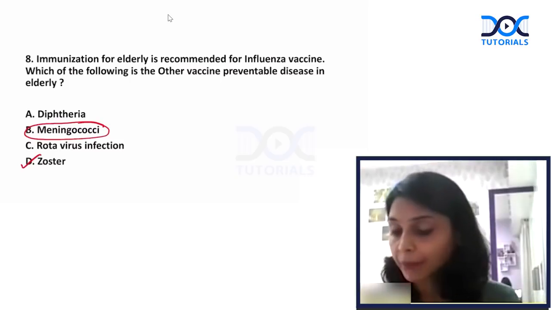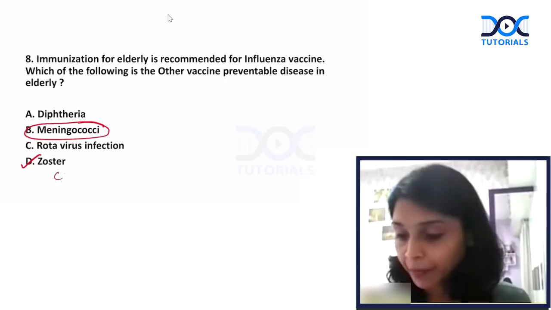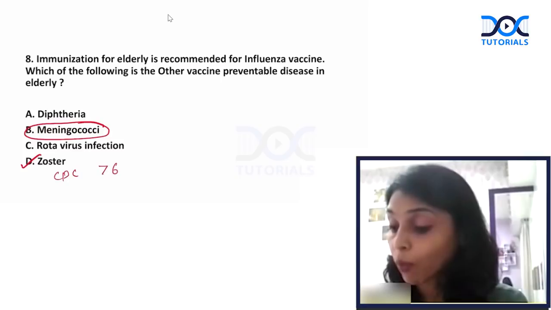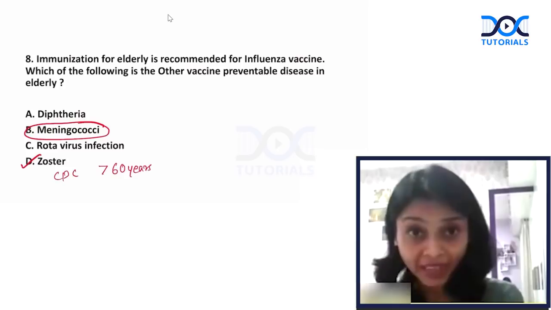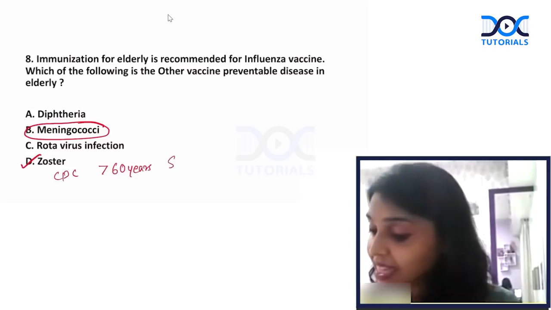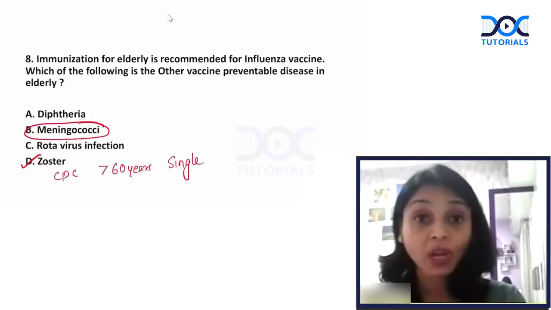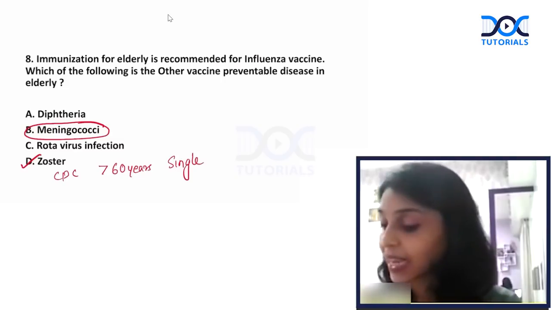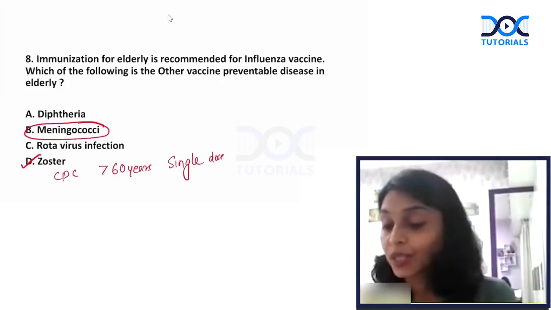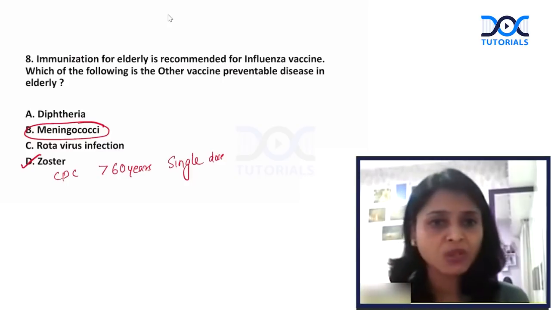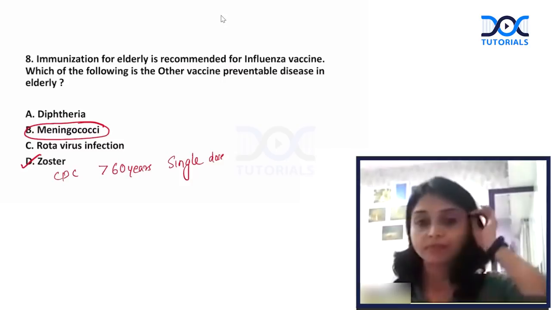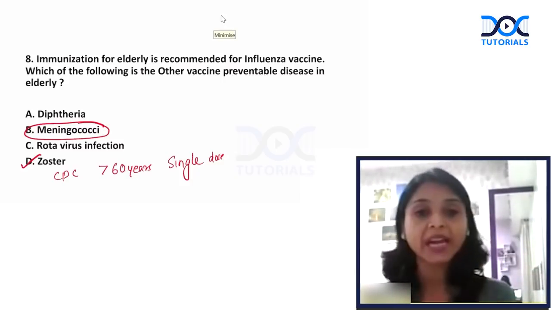Whereas zoster is routinely given as per CDC recommendation. Herpes zoster vaccine should be given for those who are more than 60 years old, as a single dose. So please keep that in your mind. Meningococci, you are not giving as a routine vaccine. So the answer is herpes zoster. Raja, I hope it's clear. Don't get confused. It's not B and D, it's just D.